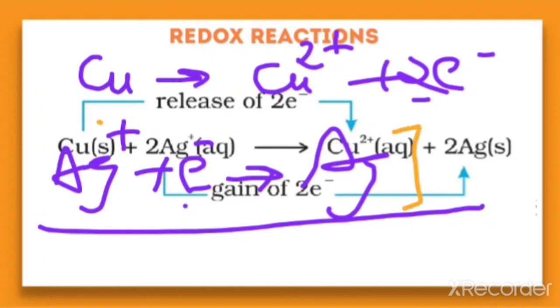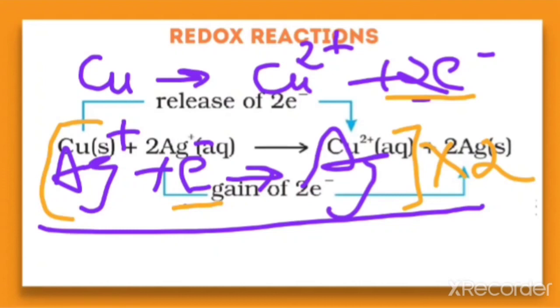That's why you have to multiply this with 2. Why are we multiplying with 2? Because the number of electrons lost by one species and gained by the other species should be equal. Here there are 2 electrons, here there is a single electron. So how can we equalize this? By multiplying with 2. When we multiply with 2, the number of electrons is equal, but you have to multiply the whole second equation with 2.